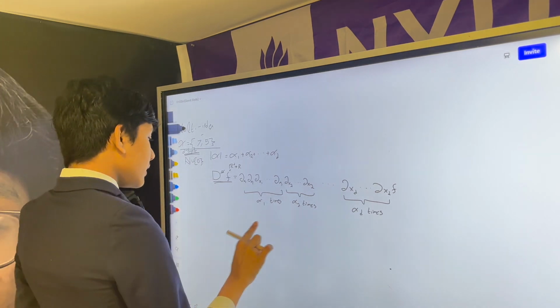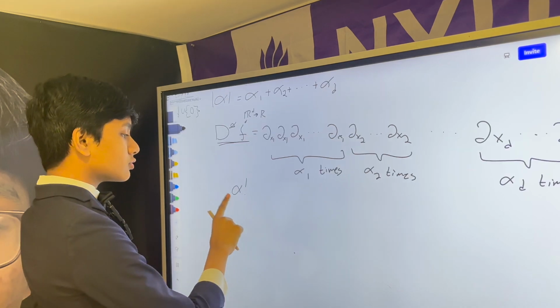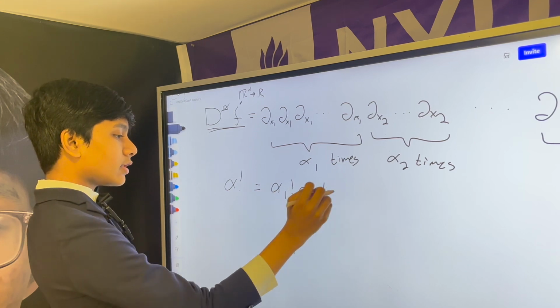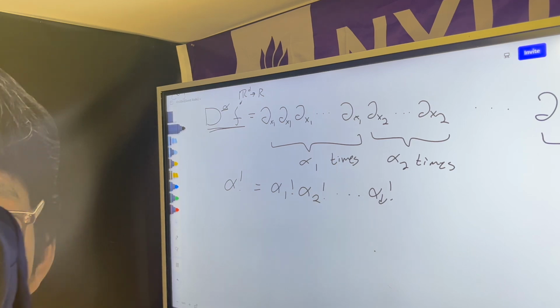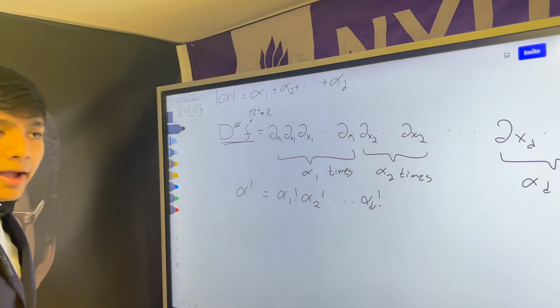And finally, you have the factorial of this multi-index. What's that equal to? Just equal to the product, alpha 1 factorial, alpha 2 factorial, the product of all of the factorials of the terms inside the tuple. So two things we're going to figure out.